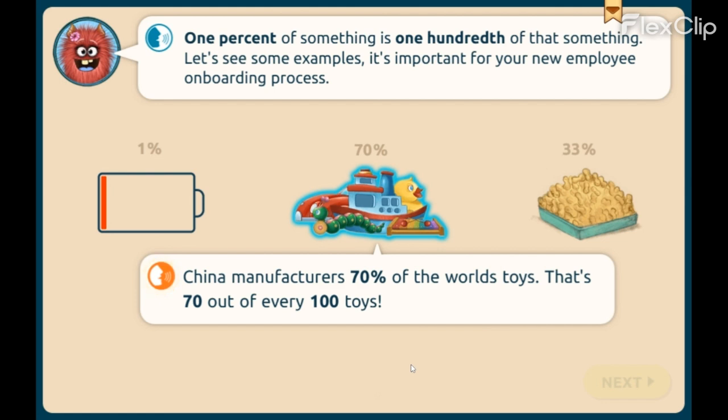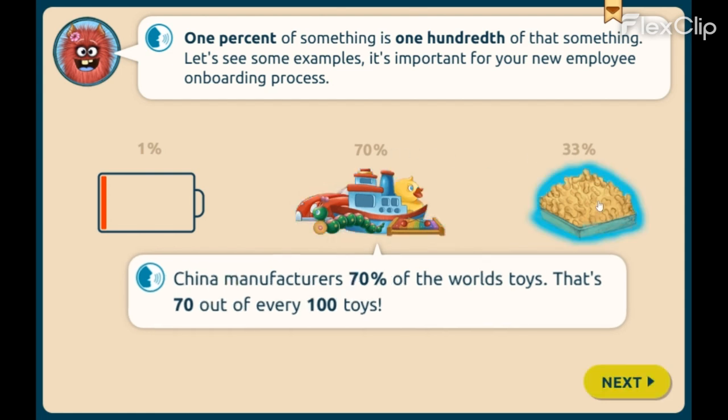China manufactures 70% of the world's toys. That's 70 out of every 100 toys. We read the number we see, and instead of percent, we say out of 100 or out of every 100. Let's see what it means here.